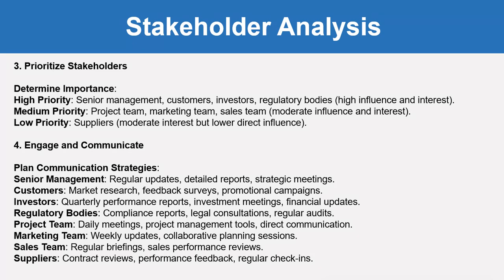Then prioritize stakeholders, which means give priority to the stakeholders. For example, high priority means senior management, customers, investors, regulatory bodies, who have high influence and interest. Then medium priority means the project team, marketing team, sales team, who have moderate influence and interest. Low priority means suppliers, who have moderate interest but lower direct influence.